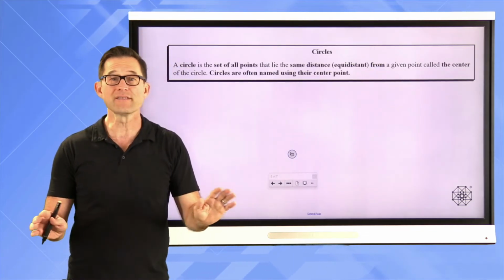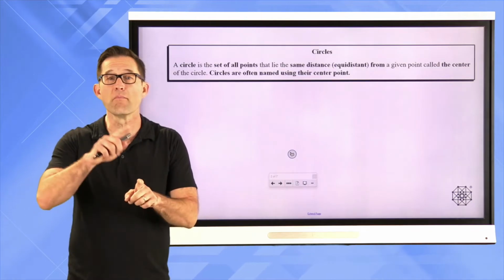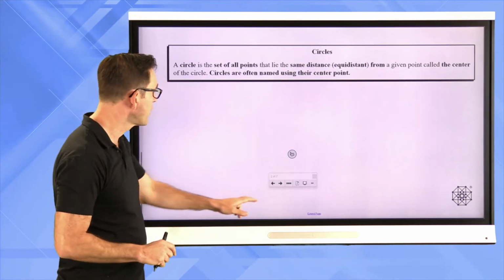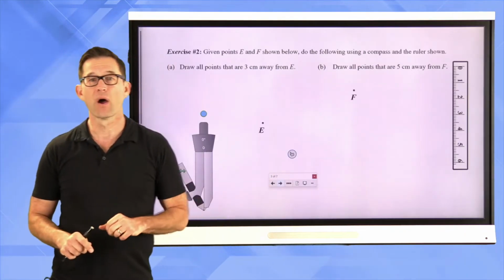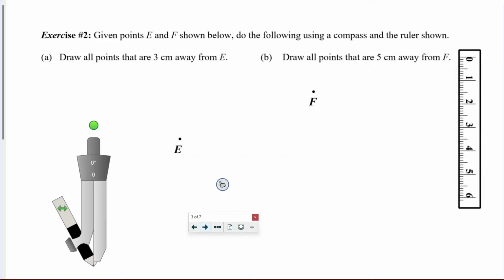Now the given point is not part of the circle, right? It's just the circle's center. It's where we're measuring that distance from, okay? Very critical. All right, let's take a look at exercise number 2. Given points E and F shown below, do the following using a compass and the ruler shown. Letter A, draw all points that are 3 centimeters away from E.